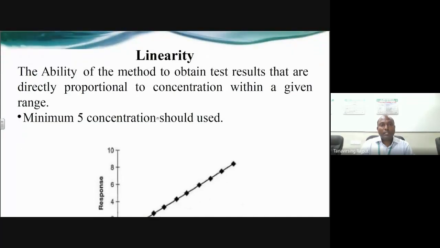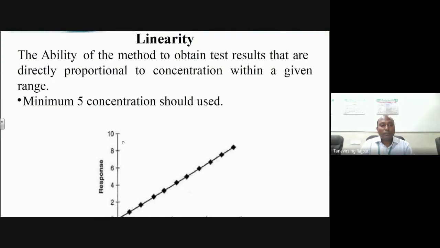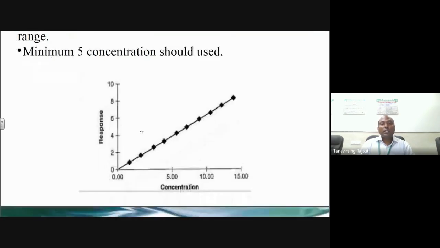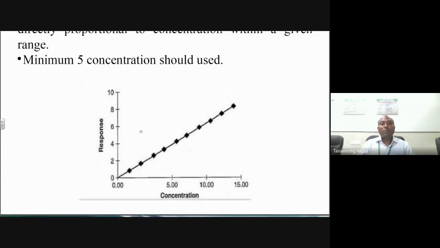Then the second parameter, as per the ICH guideline, is a linearity study. In that linearity study, we have to prepare a series of solutions. For example, we are taking metformin pure drug, and we have to prepare a series of solutions: 2 ppm, 4 ppm, 6 ppm, 8 ppm, and 10 ppm.